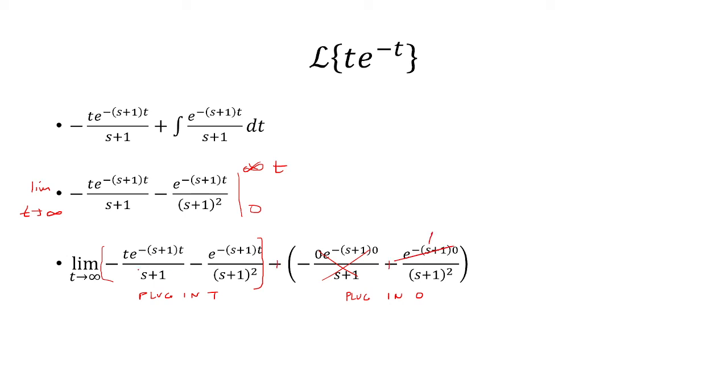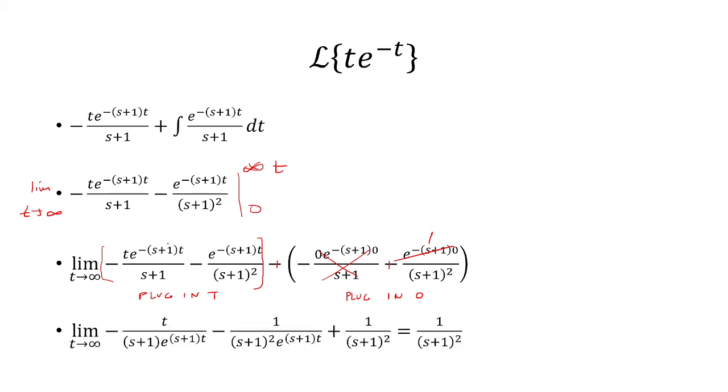And now here I can rewrite this as just t over s plus 1 times e to the s plus 1 times t. Of course, a negative over here. The exponential is going to beat the t here. So the denominator is going to grow a lot faster, which means this thing should just go to 0. Same thing with this. And so what I'm left with is 1 over s plus 1 quantity squared as my final answer.